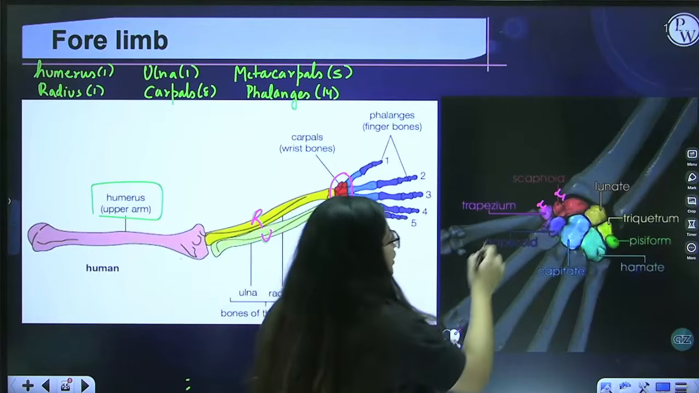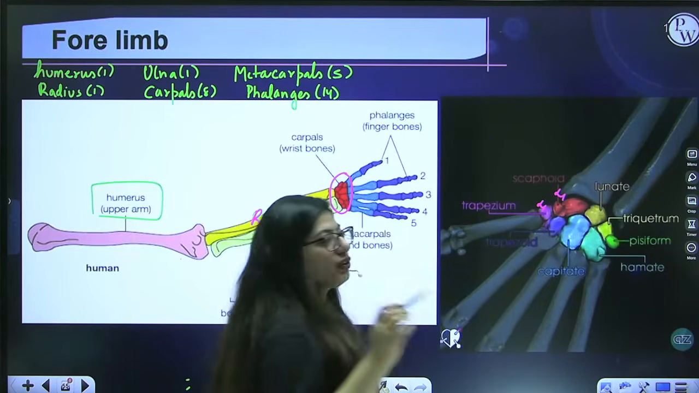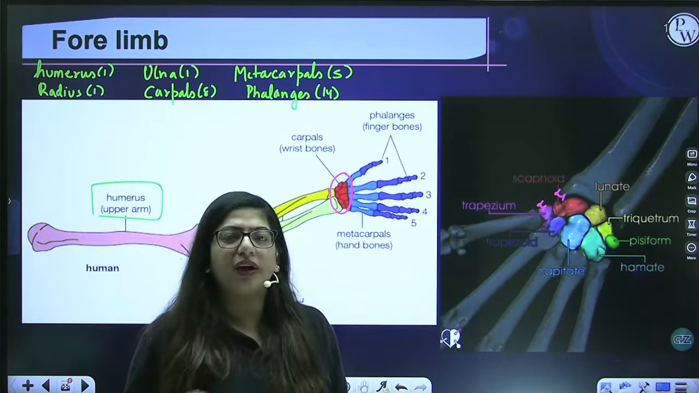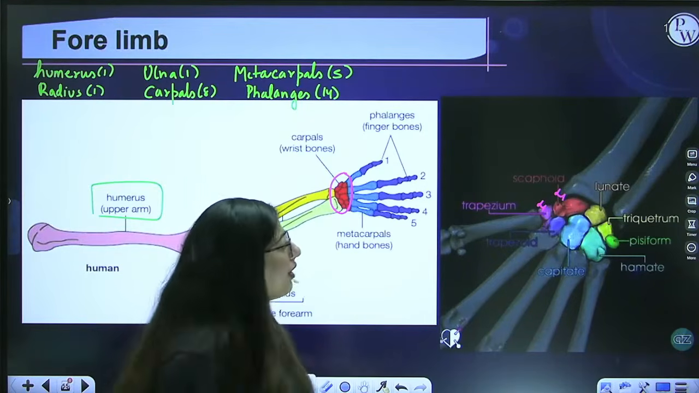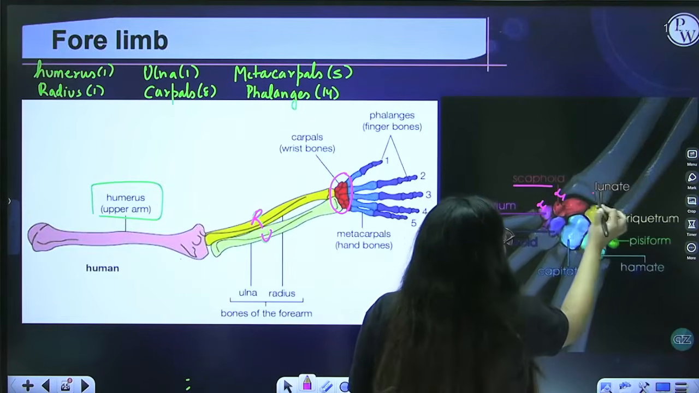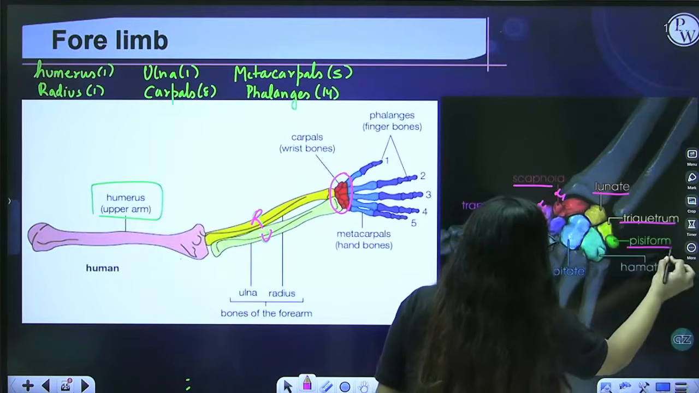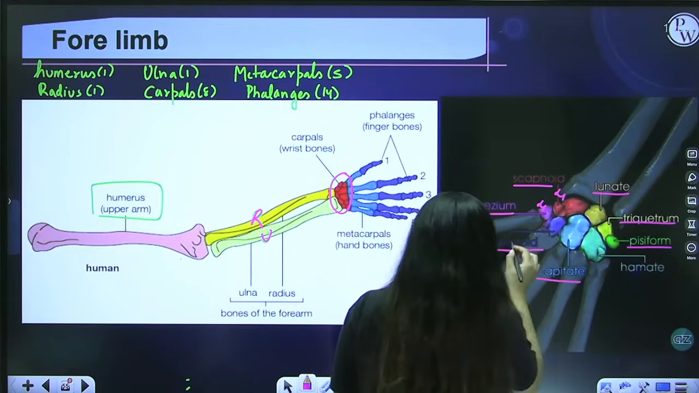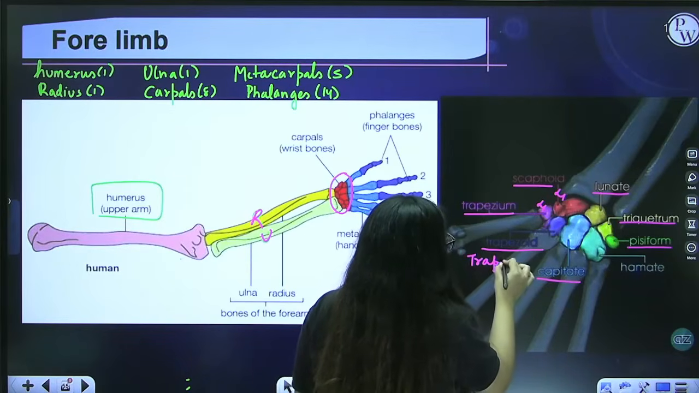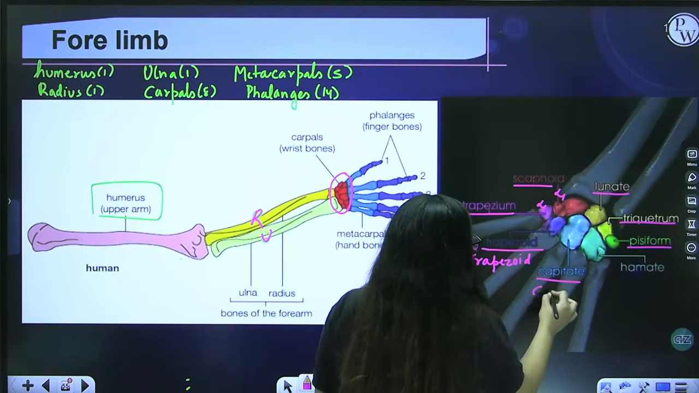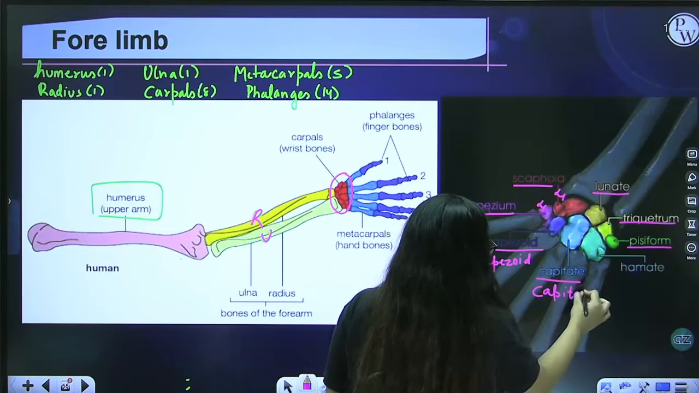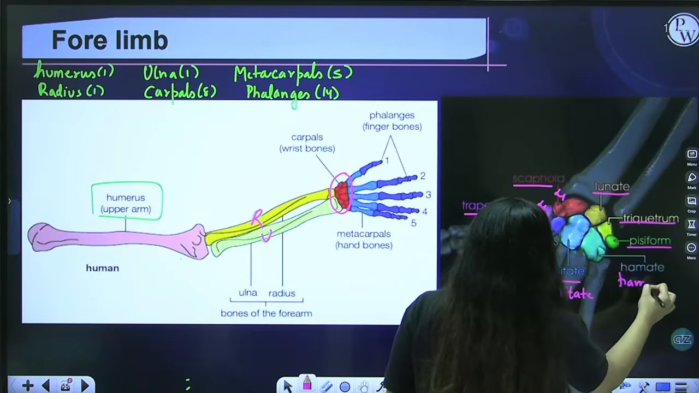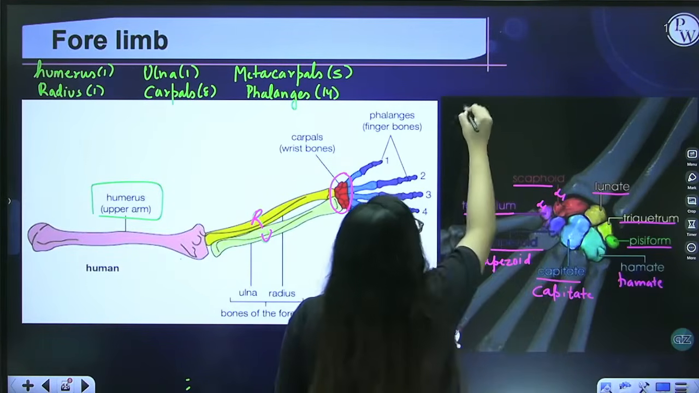Here these are the various names of the carpals. If you can learn them very well, good; if you cannot, don't pressure yourself, right? So: scaphoid, lunate, triquetrum, pisiform, trapezium, trapezoid, capitate, and hamate. If you cannot see the names, I can write them for you. So how can you learn this if you want to?